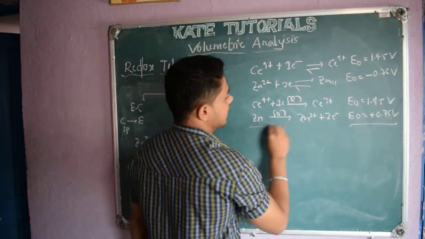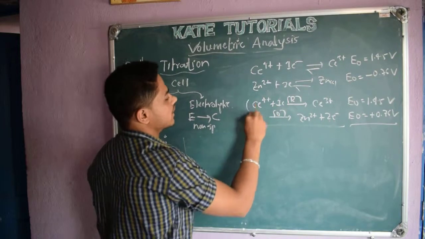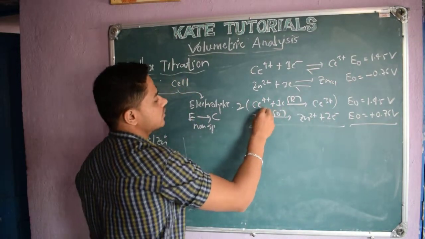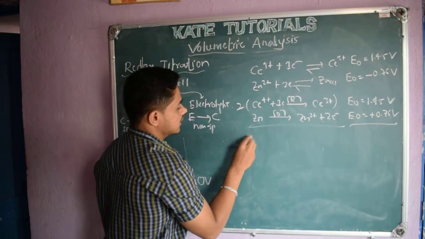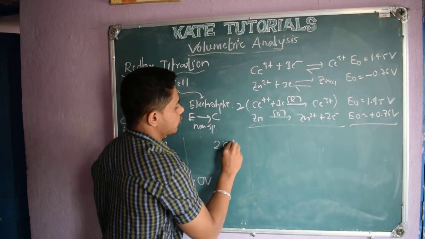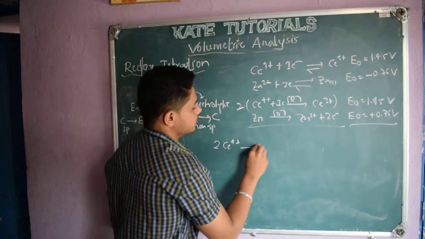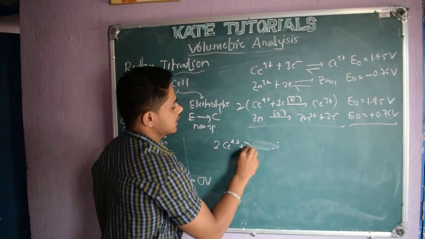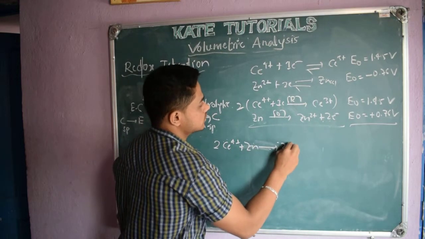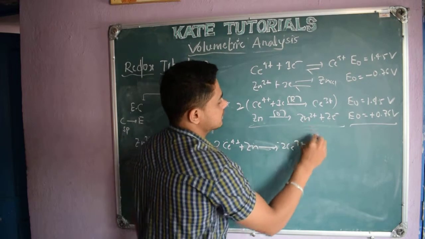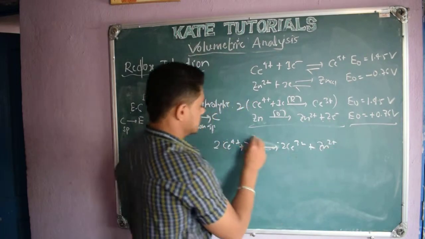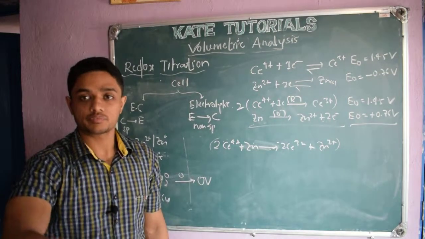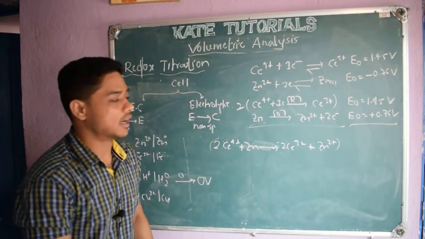So I can balance this equation by balancing electrons. Here I need to multiply by 2, because 2 electrons are released here and the cerium will take those 2 electrons. So the net reaction will be 2Ce4+ plus Zn gives 2Ce3+ plus Zn2+. This is the total reaction. If I want to calculate E naught of the cell, how will I calculate?